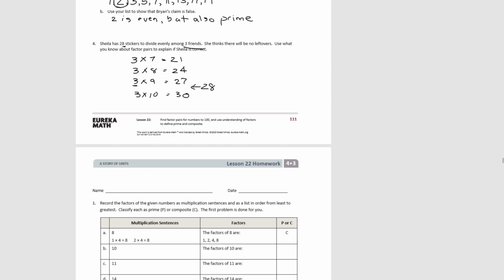So Sheila's not correct because she could give each of her friends 9 stickers, but there'd be 1 left over because she has 28 stickers total. So there's no way for her to do this and not have any leftovers. Okay, that's the end of lesson 22.